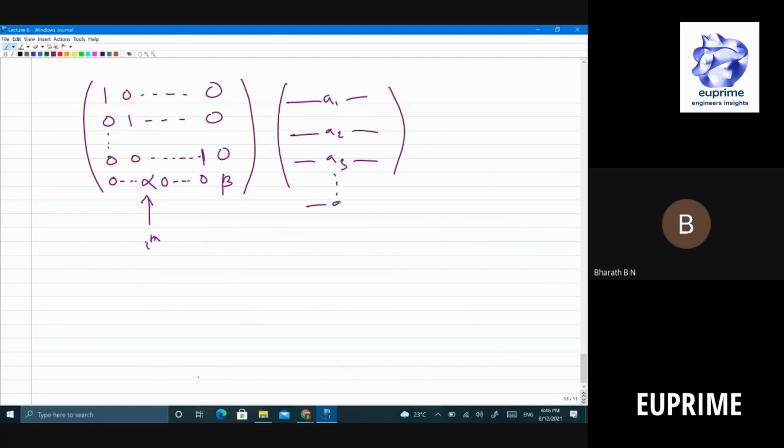Let's look at it in general. You have n cross n. In this case, it will select the ith row and multiply by alpha. It will select the last row and multiply by beta, and add them. So this is another elementary matrix, an elementary transformation. Essentially, you are not only permuting, you are adding some alpha, beta here and there. So it's an invertible transformation.